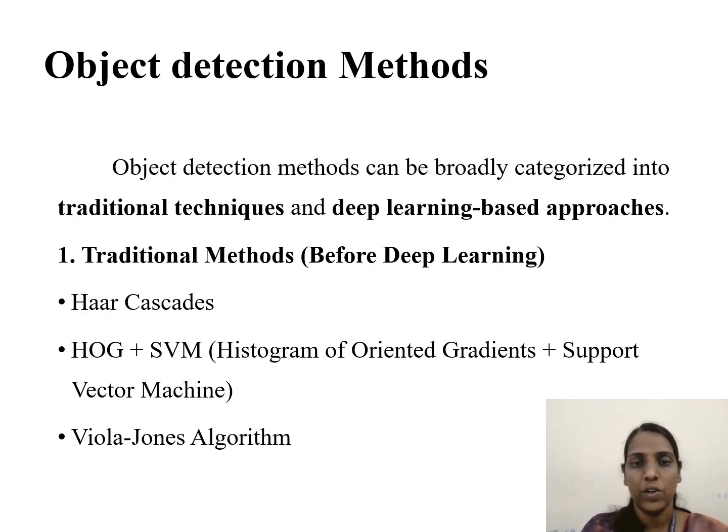Object detection methods are classified into two: one is the traditional techniques and the other is the deep learning based approaches. Traditional methods existed before deep learning and are machine learning concepts. Here we use two approaches: one is the Haar cascade, and the next one is HOG and SVM. HOG is the histogram of oriented gradients, and SVM is the support vector machine. These methods were implemented by Viola and Jones, and it is known as the Viola-Jones algorithm.